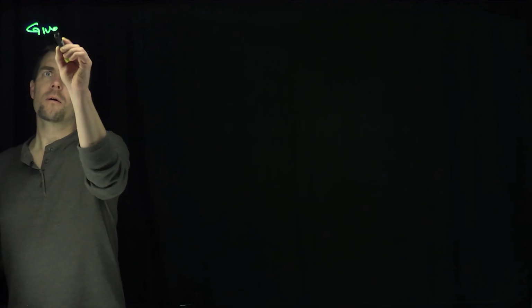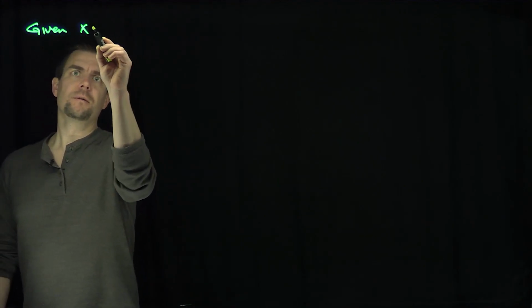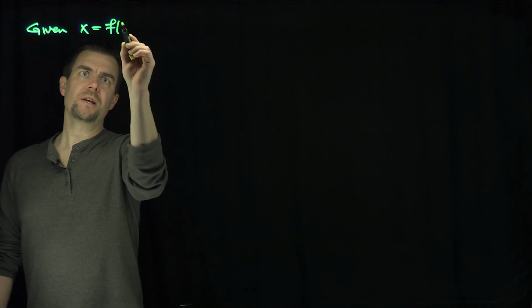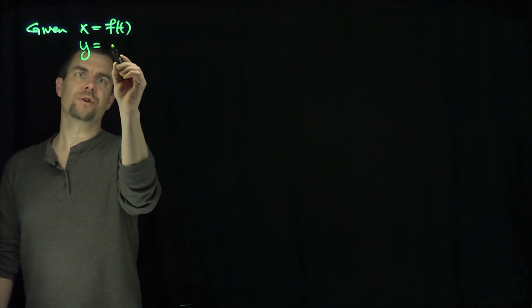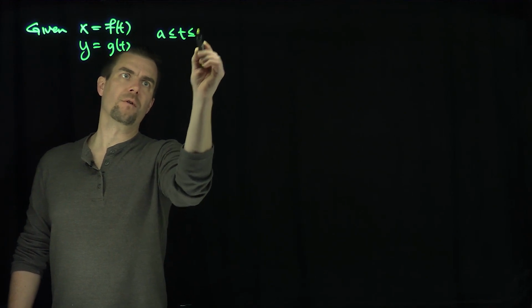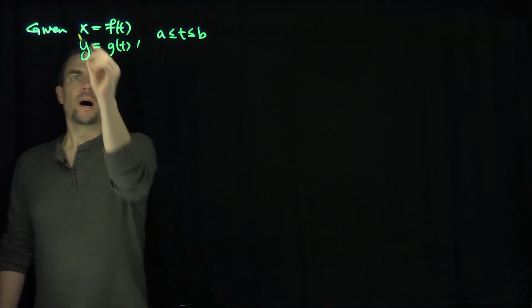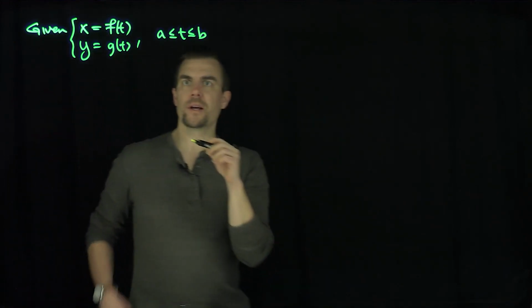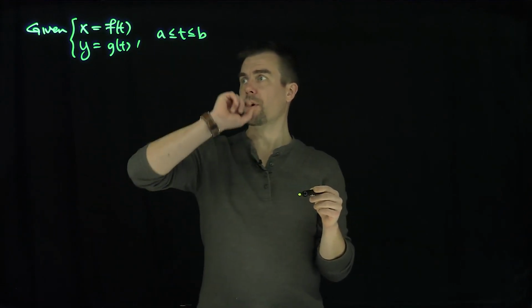Hello students, in this video we'll discuss a derivation of the arc length formula for a parametric curve. If we're given x is a function f of t and y is a function g of t for t between a and b, we have our parametric curve over here. I'd like to find the length of arc from the starting point to the terminal point.